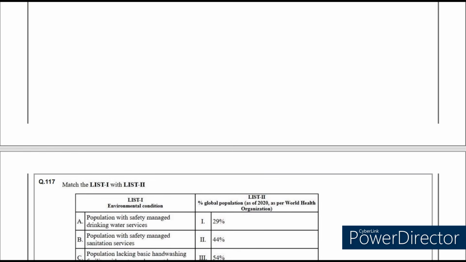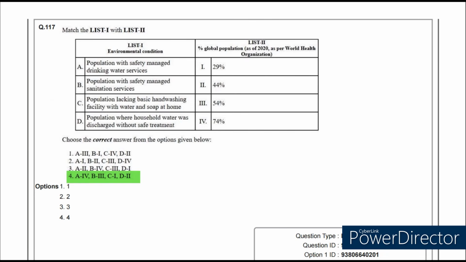And now coming to question number 117, which is again a direct match the following question on environmental condition and percent of global population. So the correct option should be 4312.